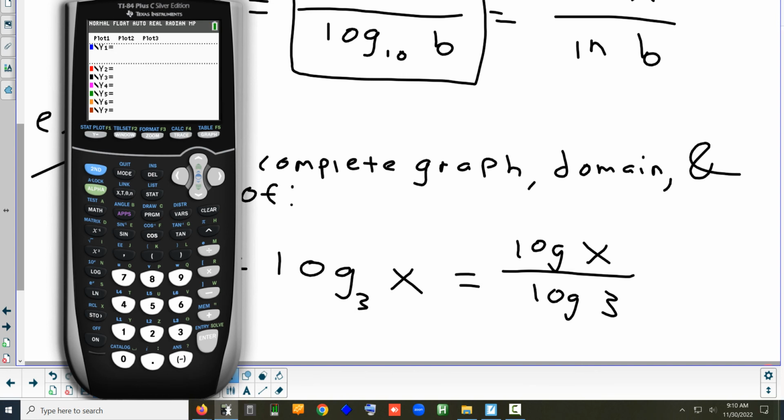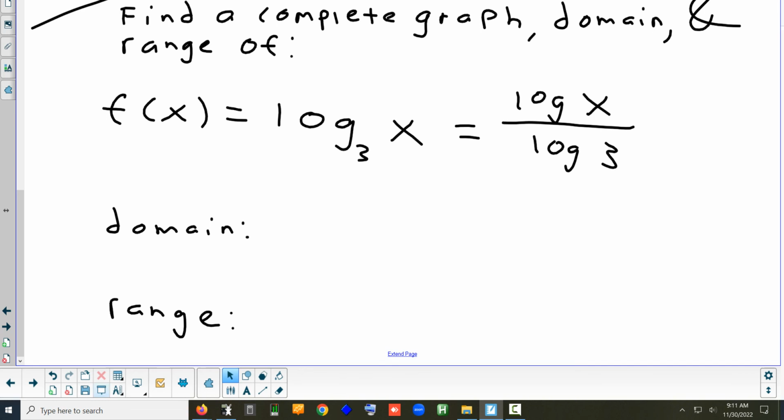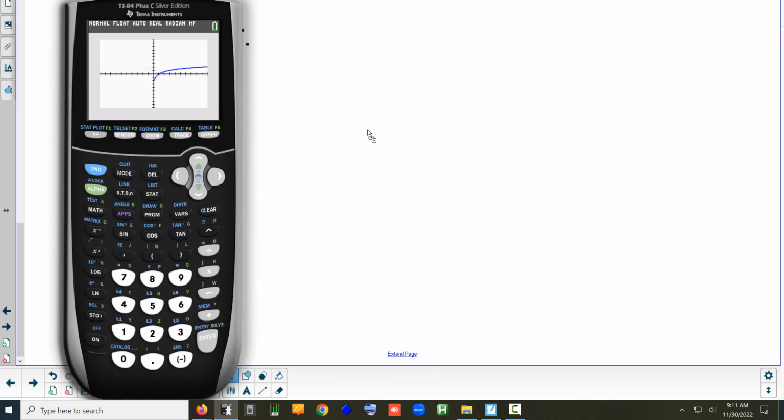All right, let's type that in and then see what it looks like. Now remember, log functions, the calculator doesn't do a good job of them. You should have a vertical asymptote, but the calculator can't draw that part of the log because it's too steep. So keep that in mind. So log x divided by log 3. Start with zoom 6. Let's put that over here.